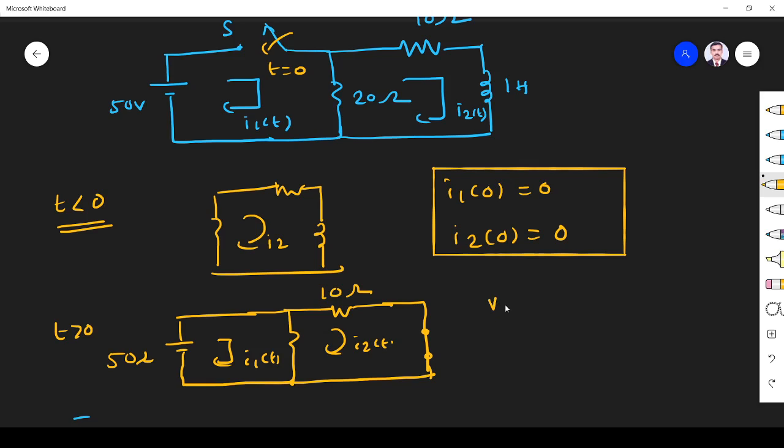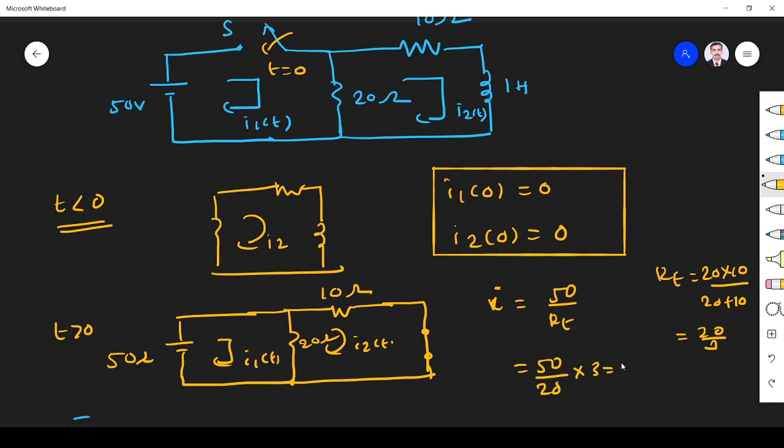So V is given, so I is nothing but the total current. I is given by 50 by R total. R total is nothing but these two in parallel. This is 20 ohm. So 20 into 10 divided by 20 plus 10, 200 by 30, that is 20 by 3. Fine. So I is equal to 50 divided by 20 by 3, which is 150 by 20, that is 7.5 ampere.